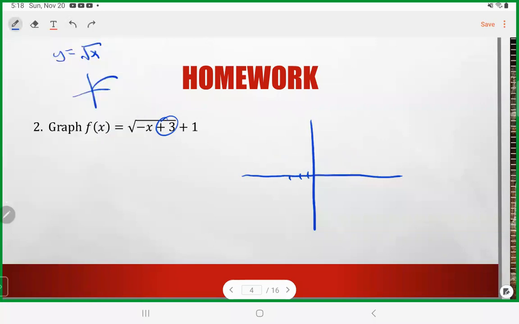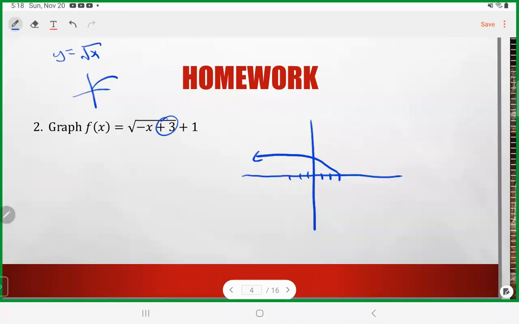Now, after you shift, then you're gonna reflect. So then it's gonna go like this, right? Because a lot of people make mistakes. They reflect first and then they shift. Then it's gonna look like this, which isn't correct. So you gotta do the horizontal shifts before you reflect or anything.